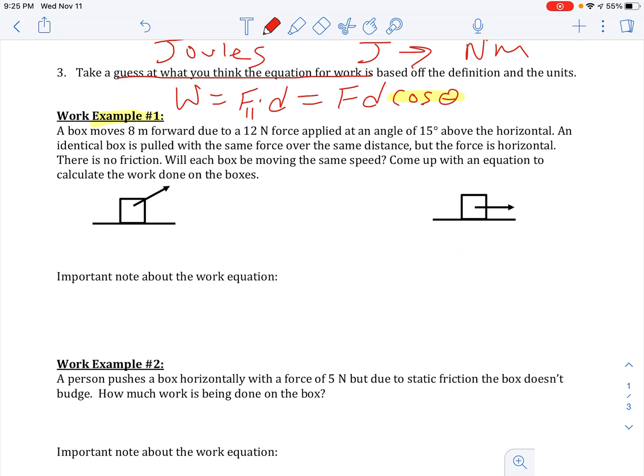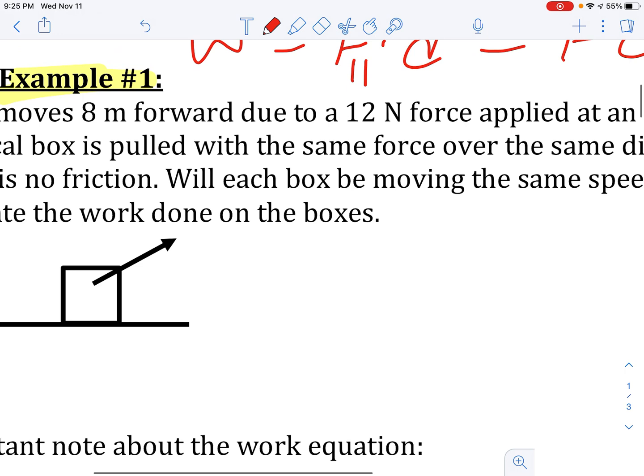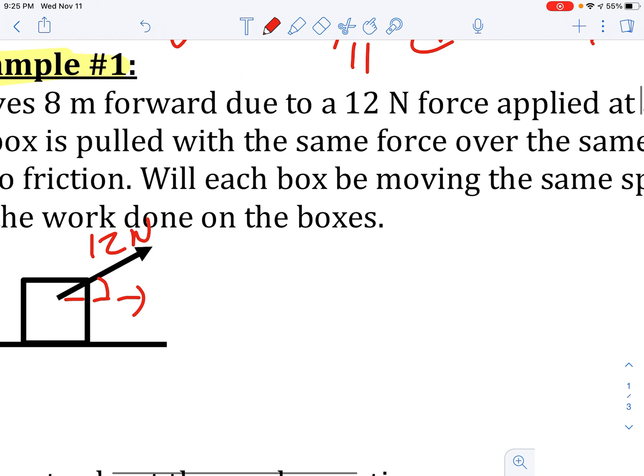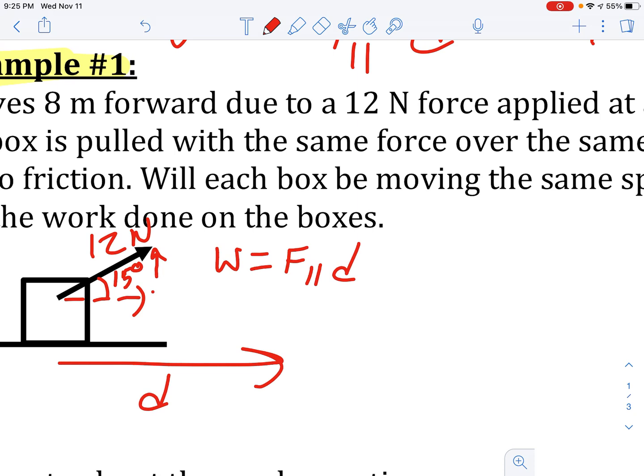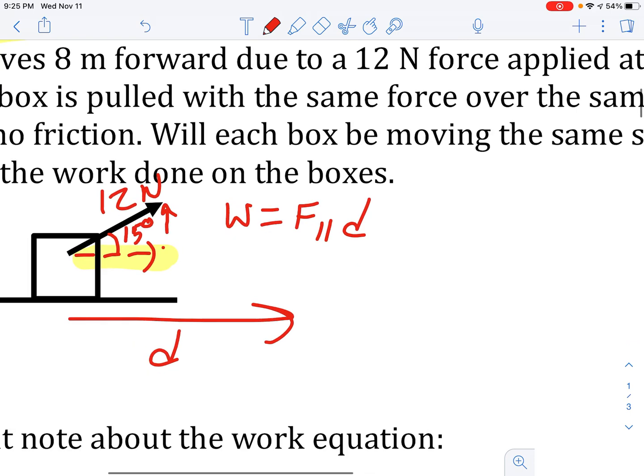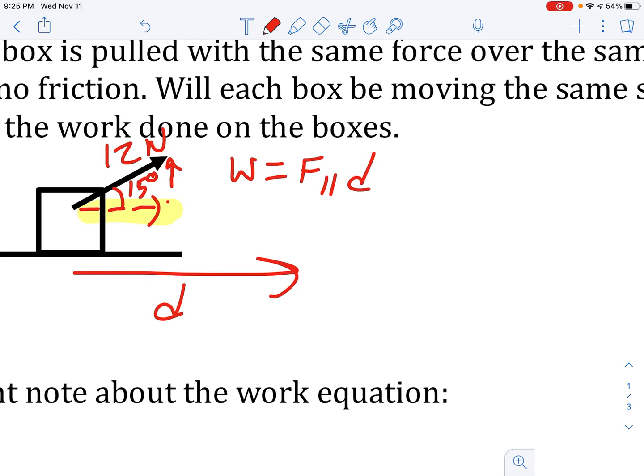Okay, so we've got our equation. For this box, what we know is this is 12 newtons right here, and we know that this angle in here is 15 degrees. If I'm going to do work equals force parallel times displacement, the displacement is in that direction. So we need the x component of the pull force so that we can multiply that by the displacement, because you can easily see that those two are parallel to each other.